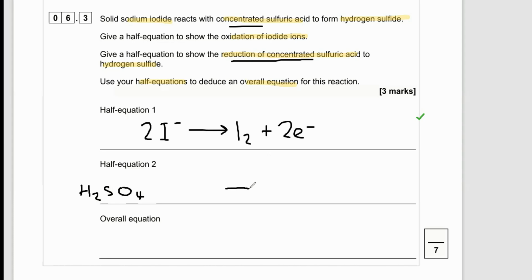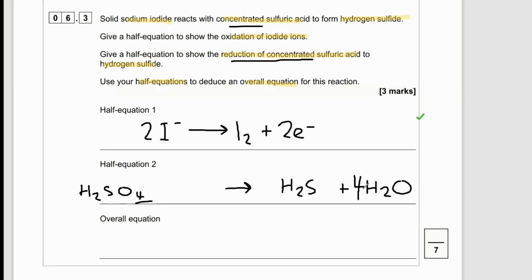So we're looking at the reduction of sulfuric acid to hydrogen sulfide. Start on the left with sulfuric acid, write your hydrogen sulfide on the right, and now look at those 4 oxygen atoms on the left. That means we have to add water to balance that up. How many waters do we need to add? We've got 4 oxygen atoms, so we need to add 4 water molecules.